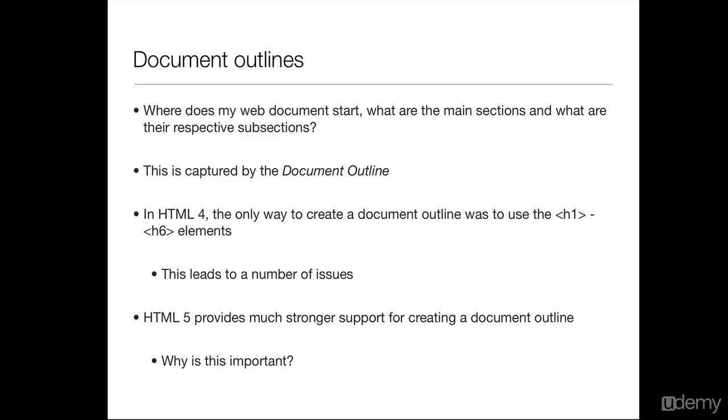As I said, a higher level of abstraction because one's not looking at all of the elements in the document object model, but the top level structure of your document. Prior to HTML5, the only way of creating a document outline was to use the level headings, the H1 to H6 elements, and that led to a number of issues, and I'll illustrate one of those in a few moments.